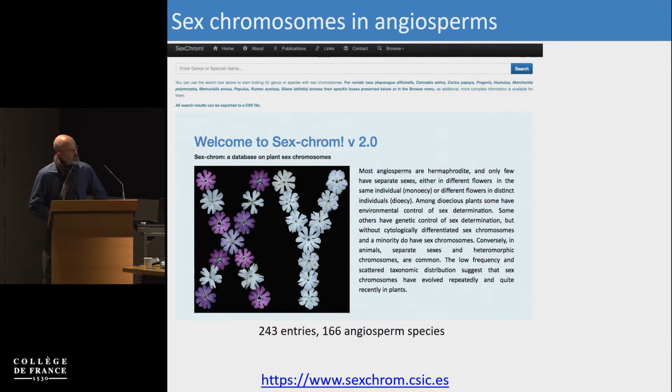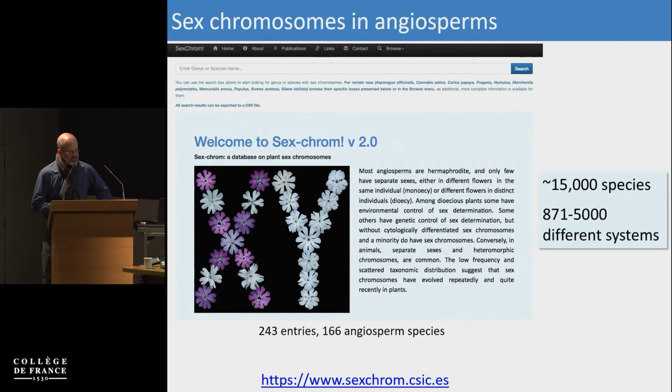If you look at this database about plant sex chromosomes, you find that sex chromosomes have been found in 166 angiosperm species. But again, if you compare that to the 15,000 dioecious species in angiosperms, it tells you how little we know about sex chromosomes in angiosperms.